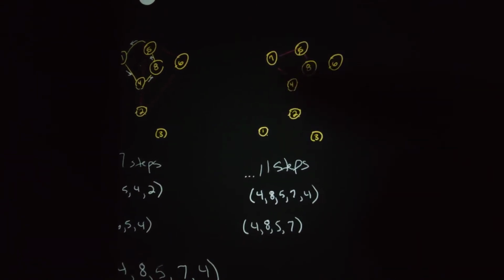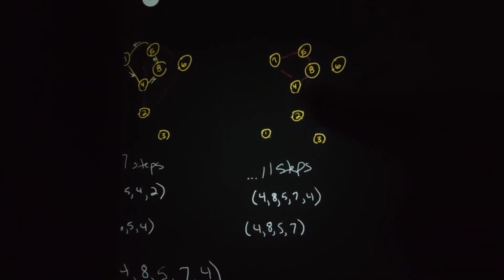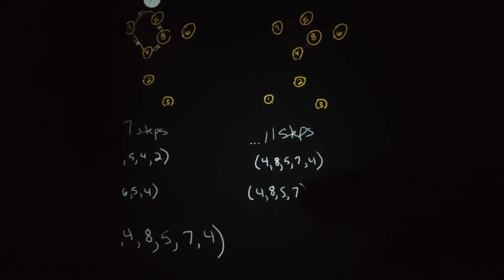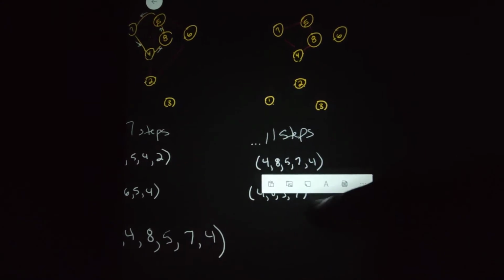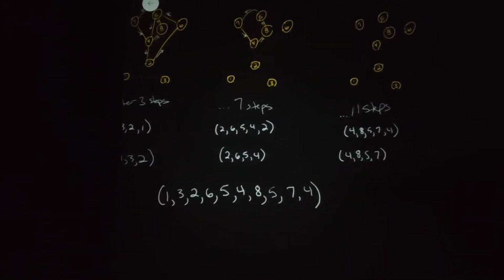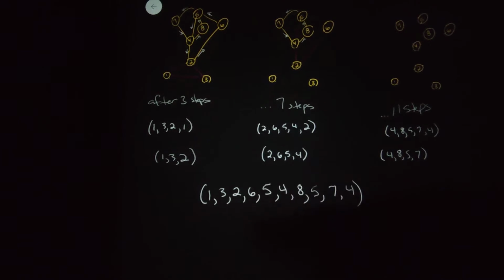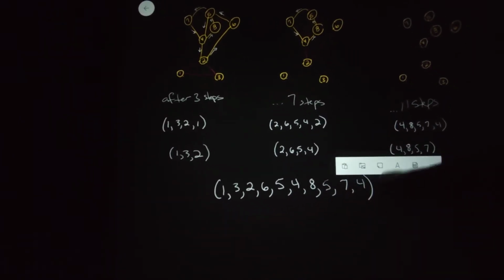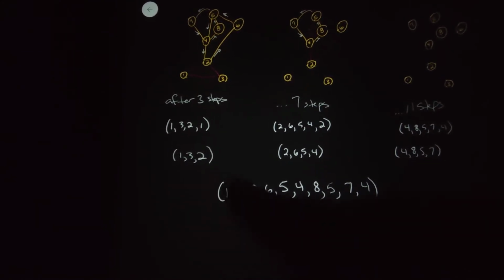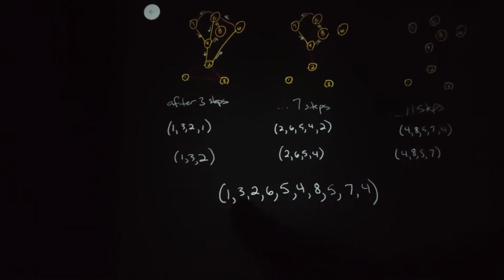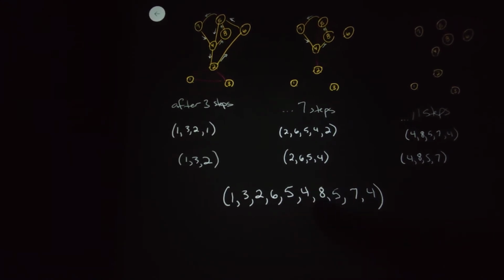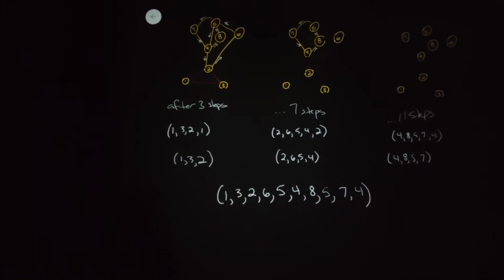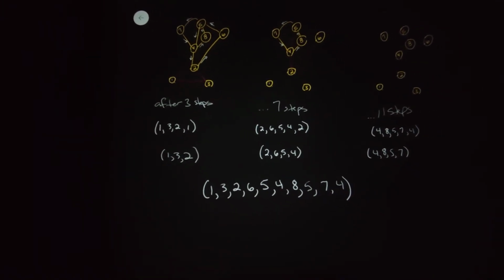We get through that last cycle, and we take that one off as well. Once we put the cycles together, we find that the walk 1, 3, 2, 6, 5, 4, 8, 5, 7, 4 will traverse the graph.